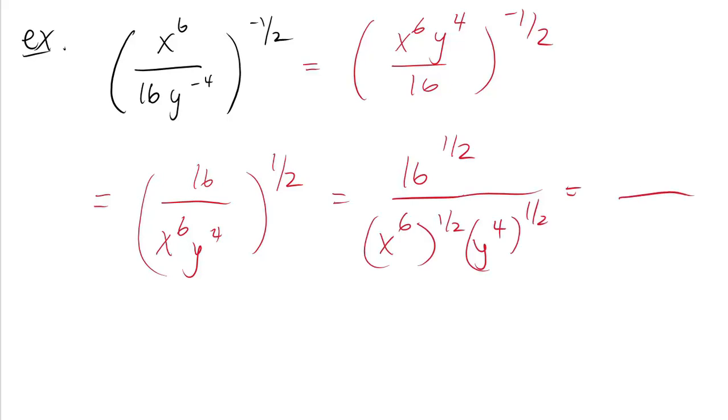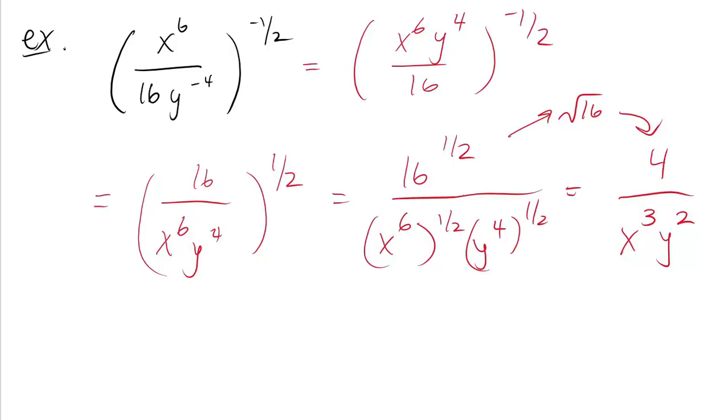In the denominator, we're raising a power to a power, and so you multiply the exponents. 6 times 1/2 is 3. 4 times 1/2 is 2. In the numerator, this is the principal square root of 16, and the principal square root of 16 is 4. That does not mean 16 times 1/2. That's 16 to the 1/2 power, which is the principal square root of 16, which is 4. We can't simplify this any further, so that's our final answer.